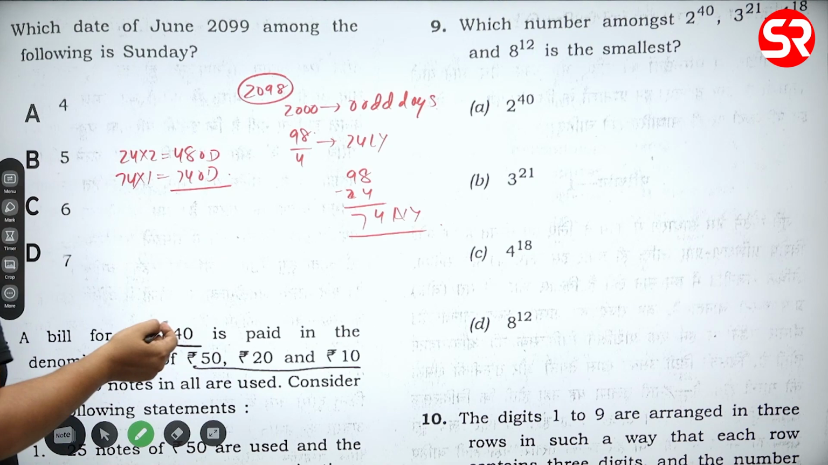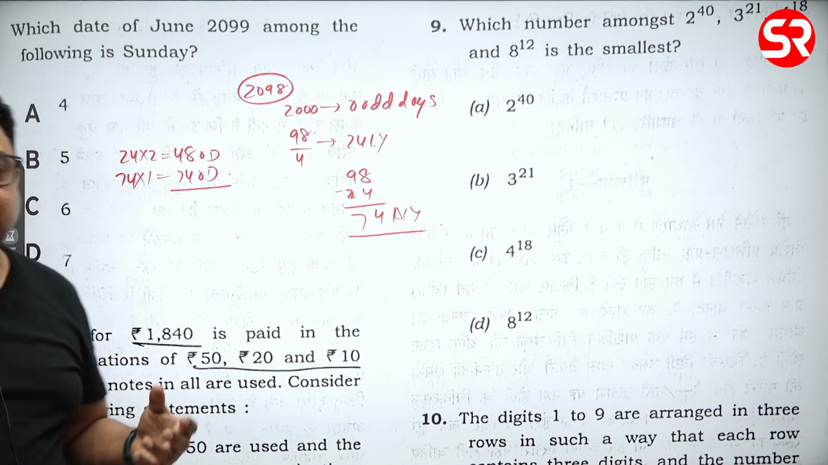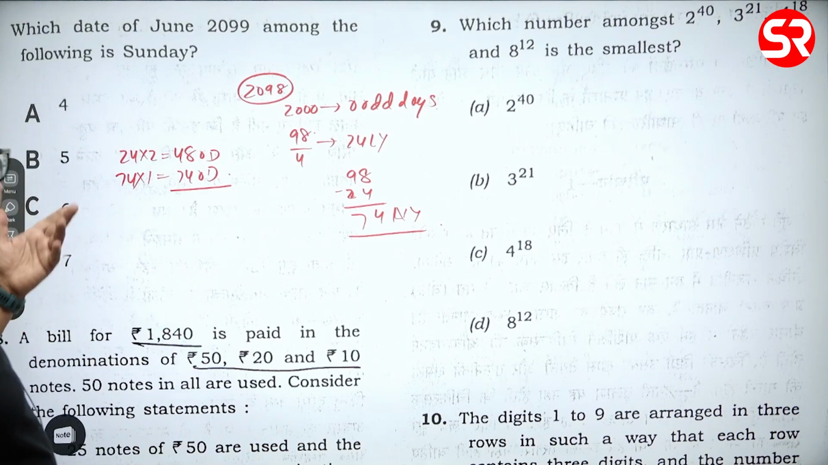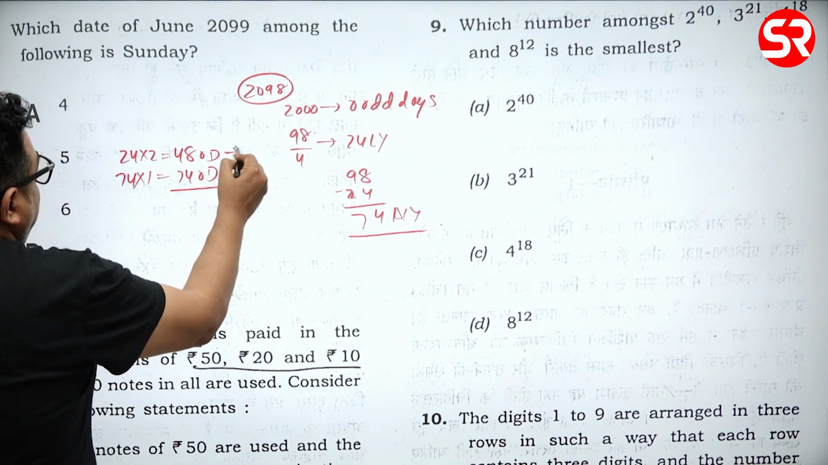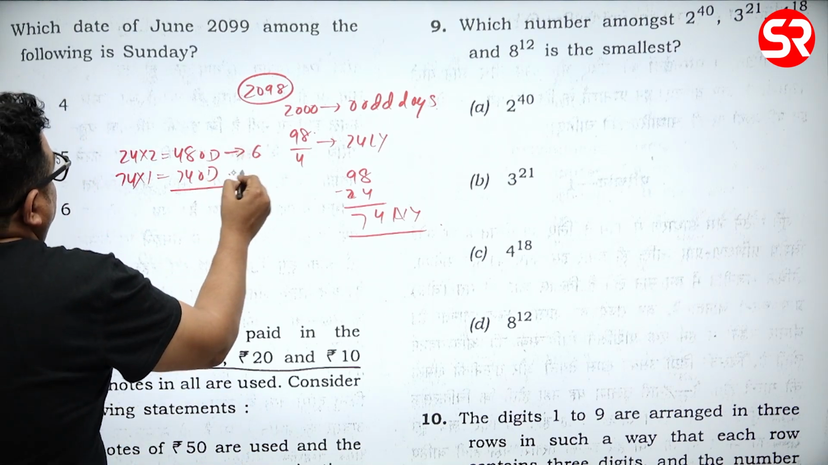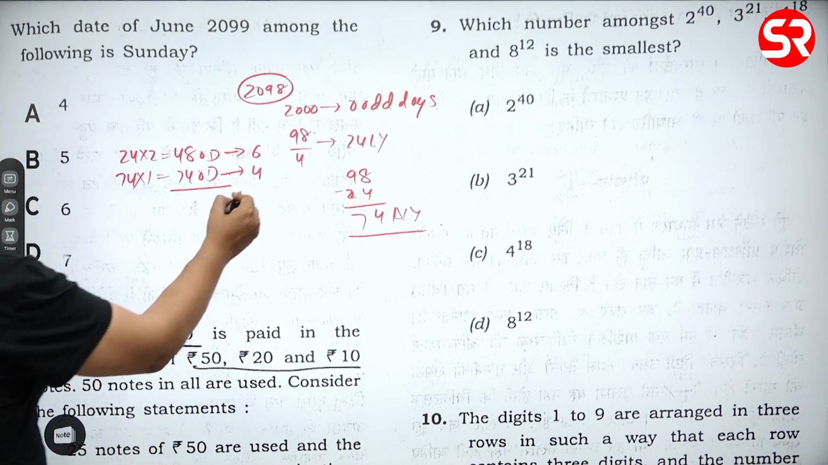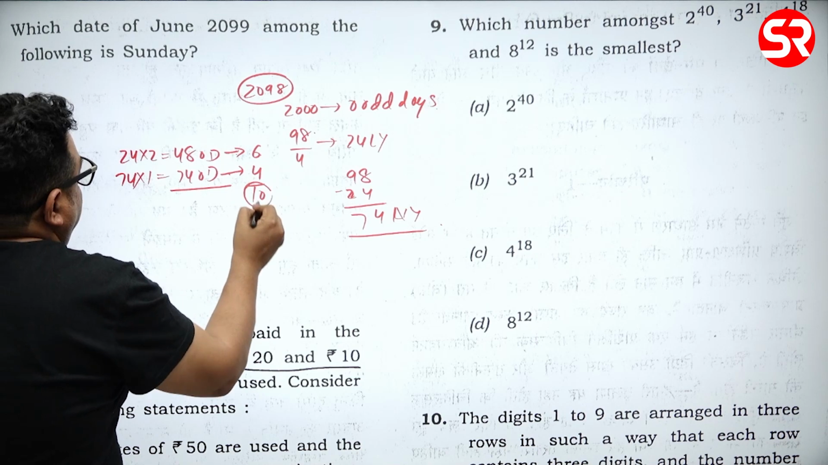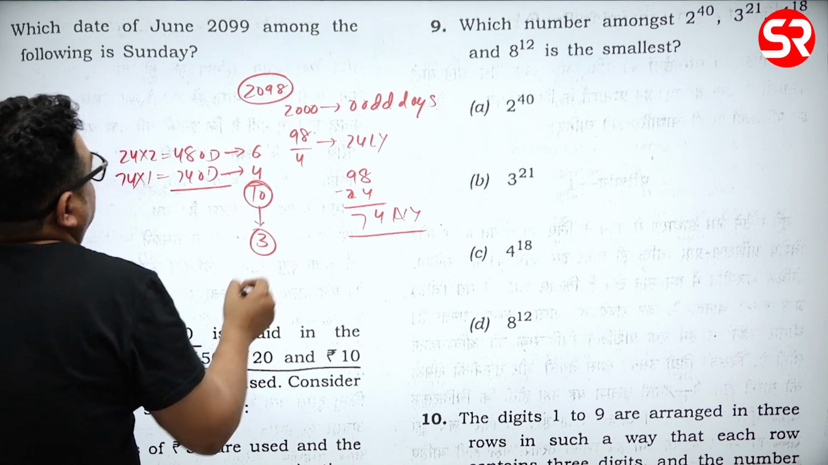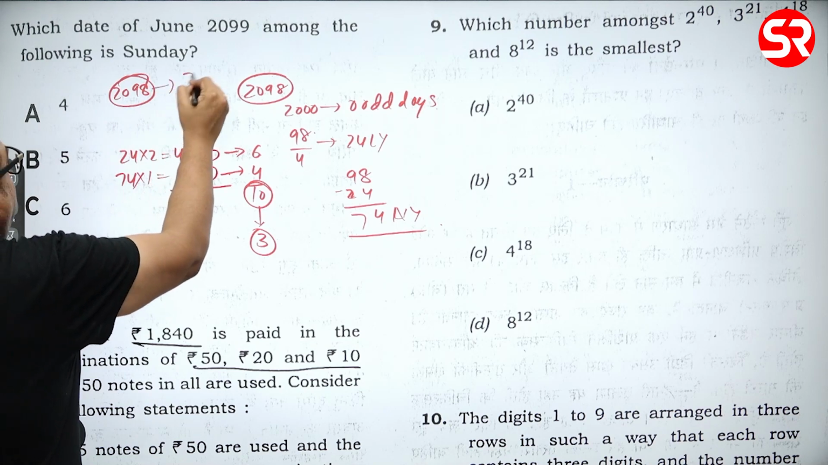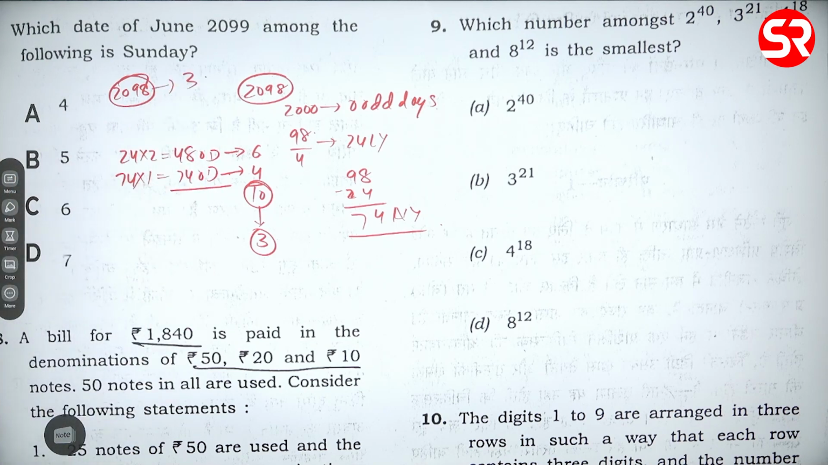You should actually divide both by 7, right? If you divide this by 7, odd days 6, divide this by 7, odd days 4. So total odd days 10, and 10 means odd days 3. So till 2098, there are 3 odd days. Clear? And then you count month-wise.